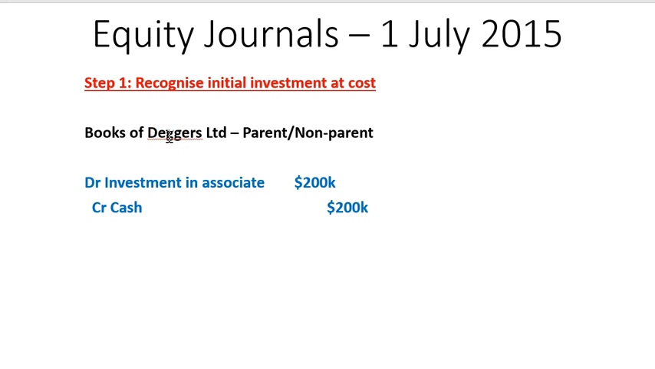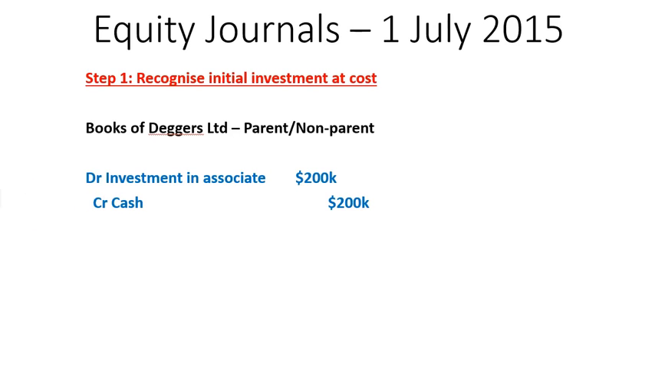They will recognize in their books a debit to investment in associate of $200,000. Why? Because they're recognizing an asset for this investment amount that they have paid, and credit cash, because they obviously paid $200,000 of cash to actually acquire this investment. Okay, so that's step 1 done. We've recognized our initial investment at cost.